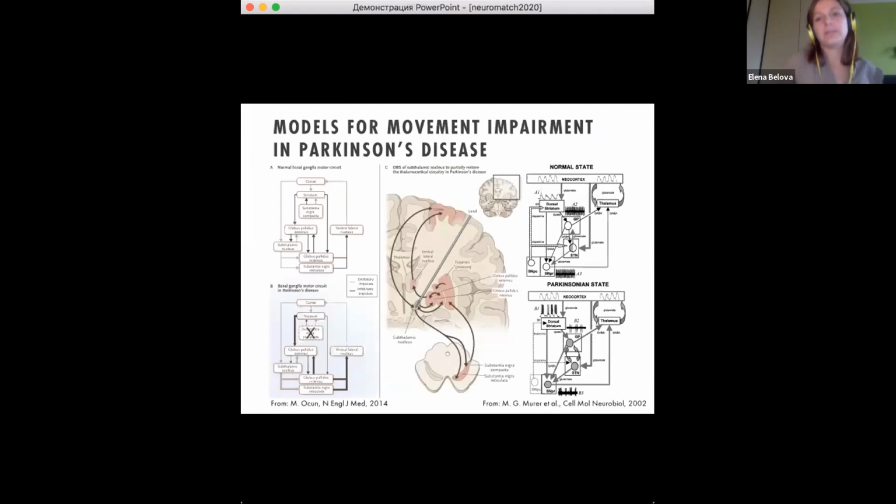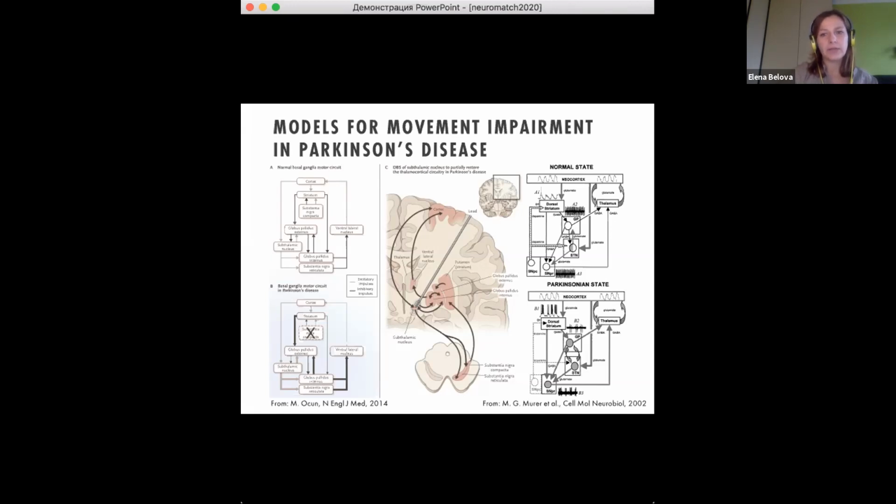I study Parkinson's disease and basal ganglia activity, and Parkinson's disease is a hypokinetic movement disorder that is caused by dopamine deficiency and subsequent basal ganglia dysfunction. And deep brain stimulation is a procedure that is proven to be effective to treat motor signs of PD. And the target for DBS is not always, but often the subthalamic nucleus.